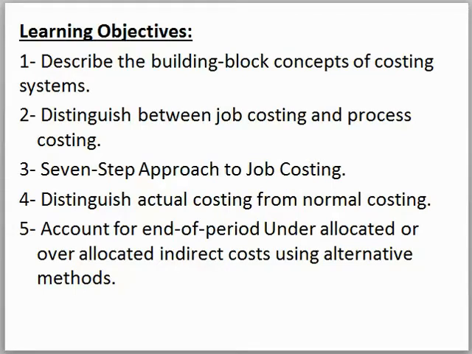Number 1, describe the building block concepts of costing systems. Number 2, distinguish between job costing and process costing. Number 3, the 7-step approach to job costing. Number 4, distinguish between actual costing and normal costing. Number 5, account for end of period under-allocated or over-allocated indirect costs using alternative methods.